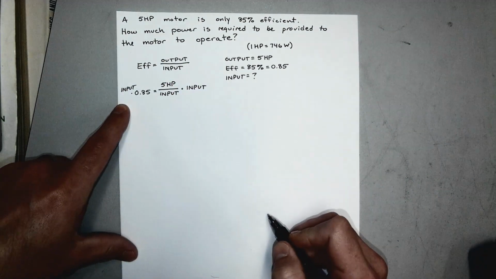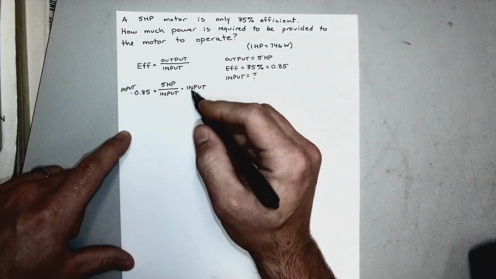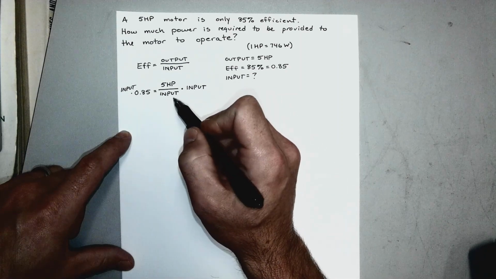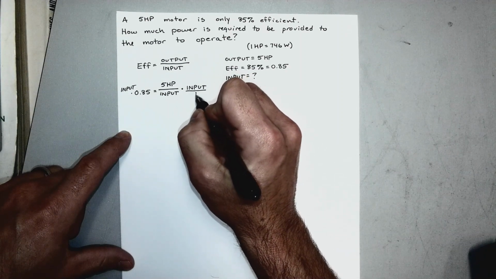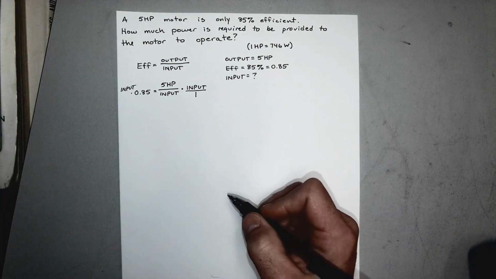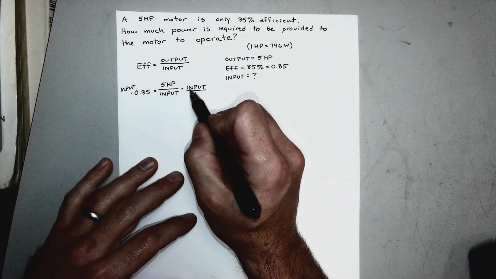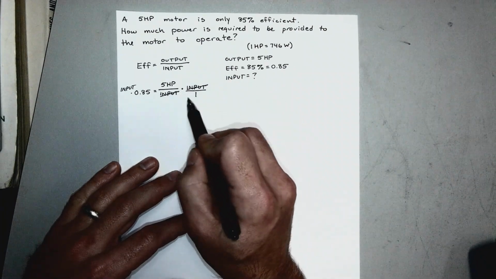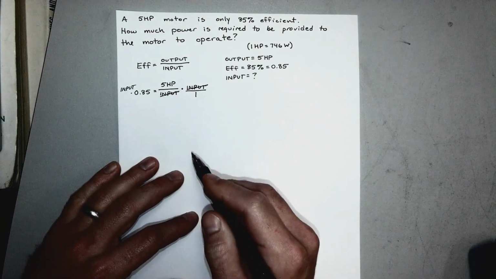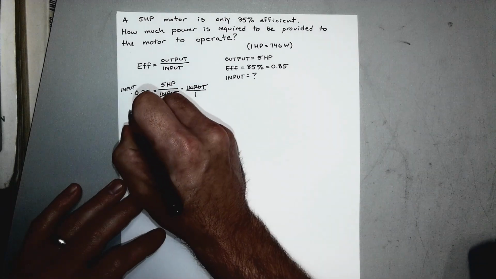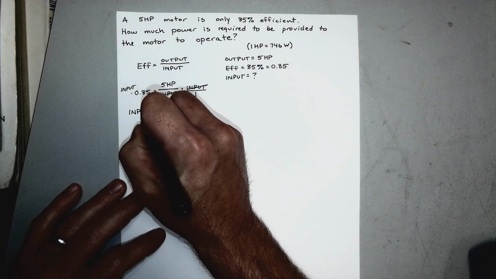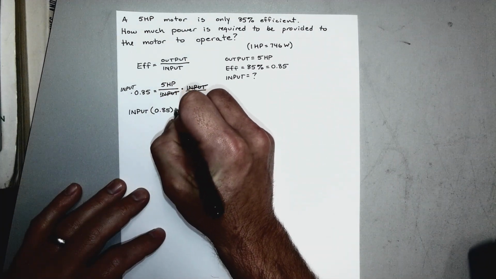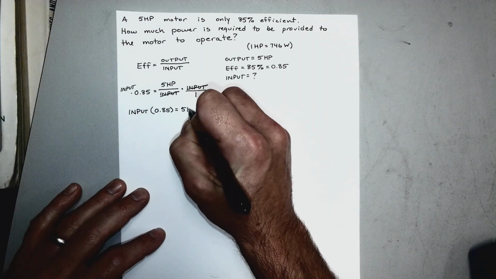So times input. Now, on the right-hand side, because I'm multiplying, I'm dividing an input by an input. All right, so this is like saying input over 1, because anything divided by 1 is itself. And so this input is going to cancel out that input. And I'm left with 5 horsepower over 1, which is just 5 horsepower. And so after all the canceling, I have input times 0.85 equals 5 horsepower.